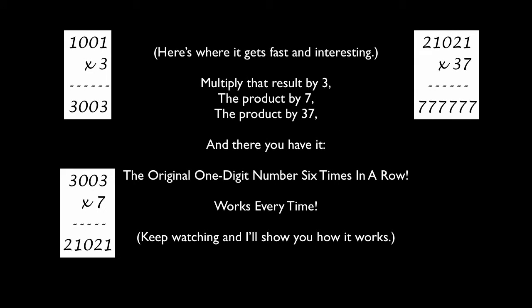Here's where it gets fast and interesting. Multiply that result by 3, the product by 7, the product by 37, and there you have it, the original one-digit number 6 times in a row. Works every time. Keep watching, and I'll show you how it works.